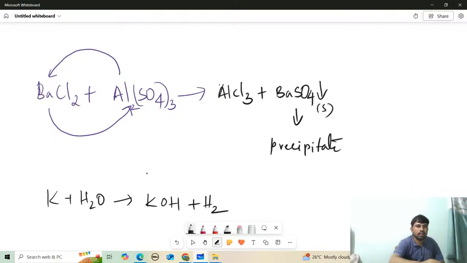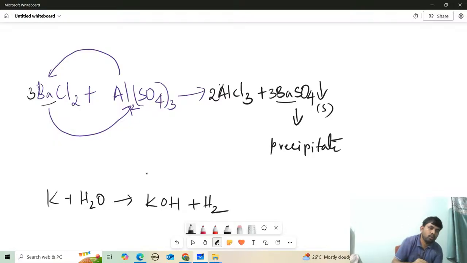Should balance right here. I forgot to balance. I think barium, how many barium? One barium, one barium, no issues. Two chlorines are there, three are there. Multiply with two and multiply with three. So three bariums are there, multiply with three. So three barium, three times two, six chlorines are there. Two aluminiums are there. SO4 three and three SO4 balanced.